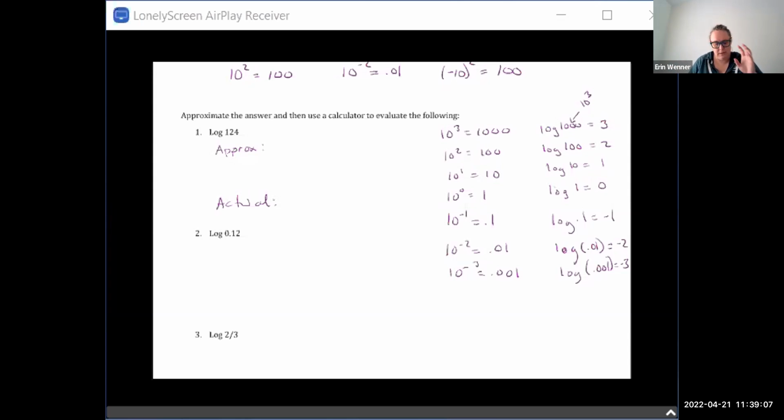Okay, so let me explain what I'm asking. I think I'm not being very clear. When I look at log of 124, the question we're asking ourselves is, 10 to what power equals 124? Well, 10 to the second is equal to 100, and 10 to the third is equal to 1,000. So the number 124 is somewhere in that range between 100 and 1,000. Therefore, the answer has got to be between 2 and 3. Now, because 124 is closer to 100, we would assume that our answer is closer to 2.